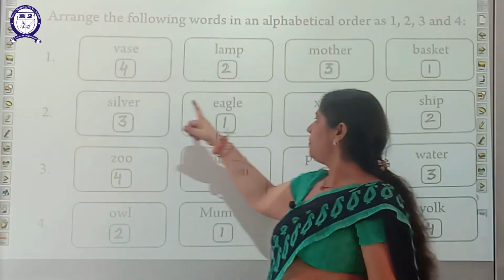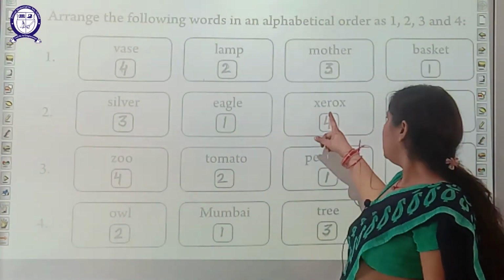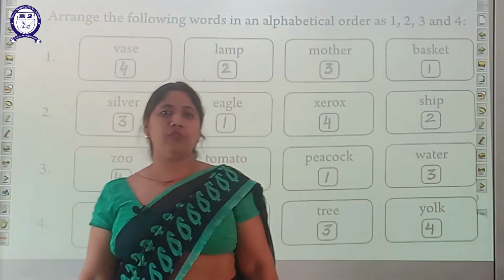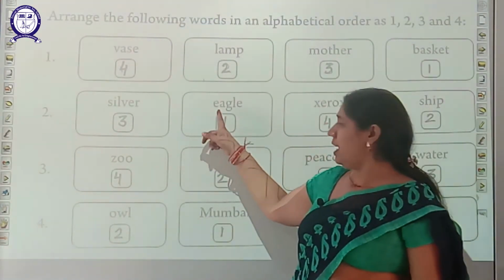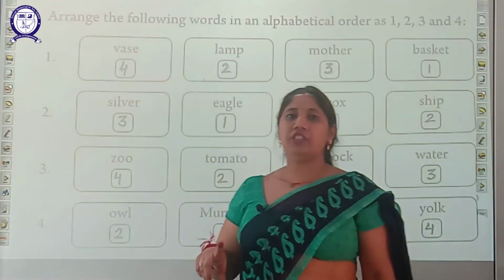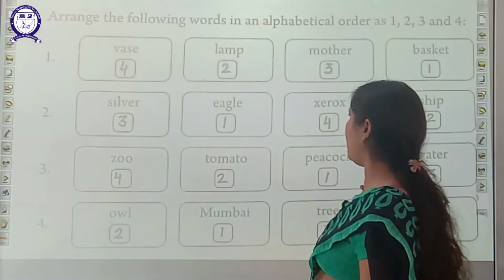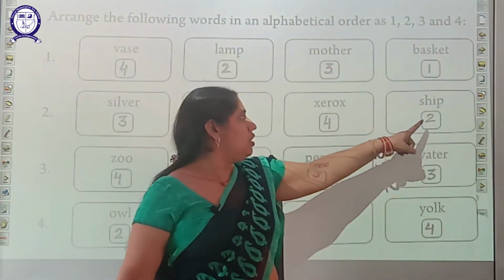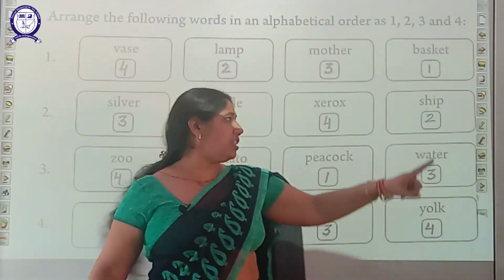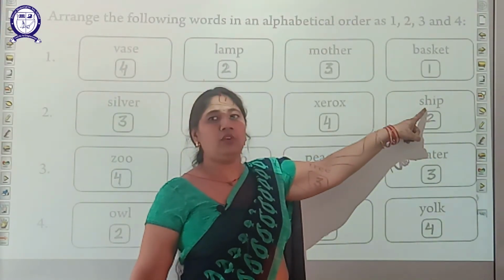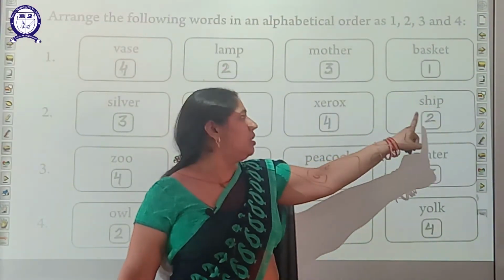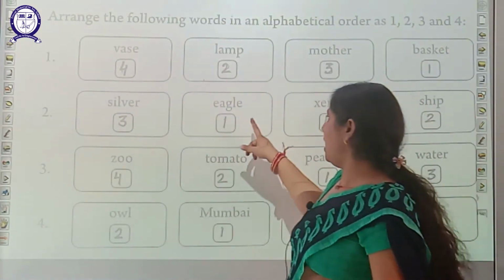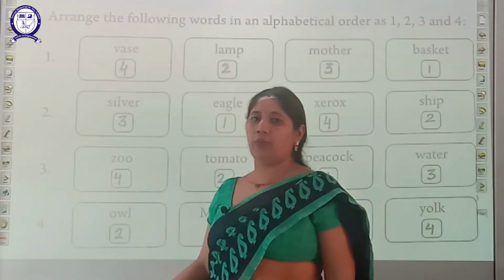Silver from S. Eagle from E. Xerox from X. And ship from S. Now we have to start from A, B, C, D, E. So that is number 1. F, G, H, I, J, K, L, M, N, O, P, Q, R, S. So then there are 2 S. Then we have to look at the second alphabet, H. So SH, that is second, and SI, that is the third number. And the last is the fourth number, Xerox from X.